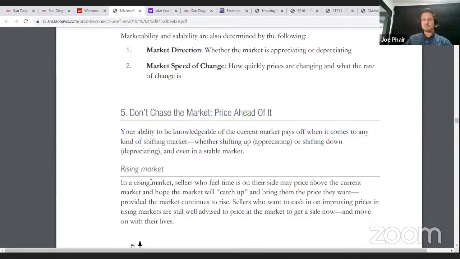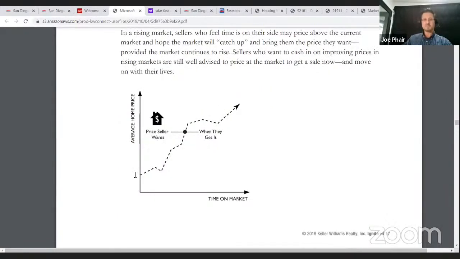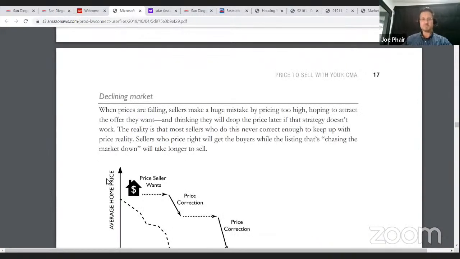So for those of you that continue on in your real estate career, when this market changes, you're going to know. But the market we have now is the market we have now. So this is just a little chart, time on market, right? Any questions about some of these concepts so far?